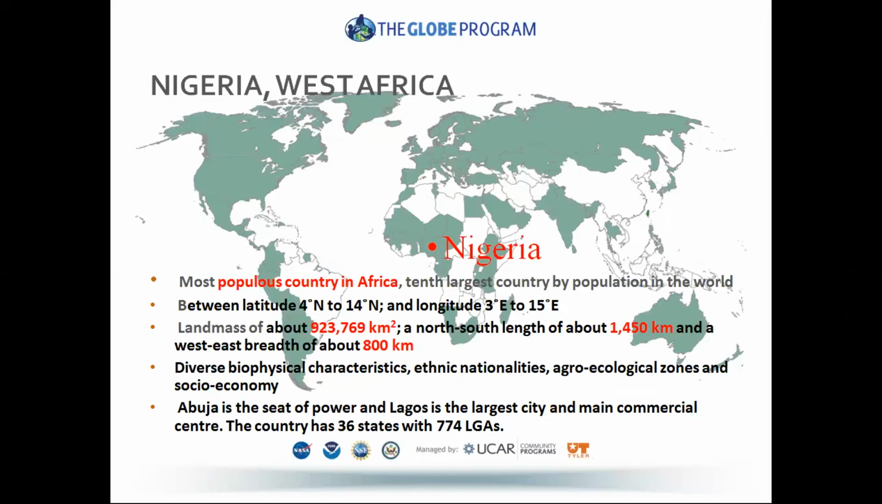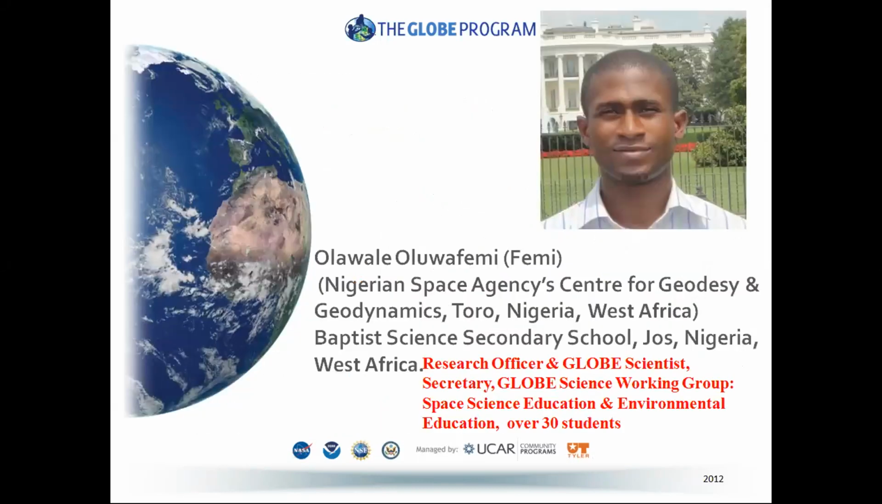And the seat of power is actually in Abuja. Some years ago, the seat of power was in Lagos, but about 10 years ago, the seat of power was moved out of Lagos down to Abuja because of the population explosion in Lagos. And the country has about 36 states with 774 local government areas.